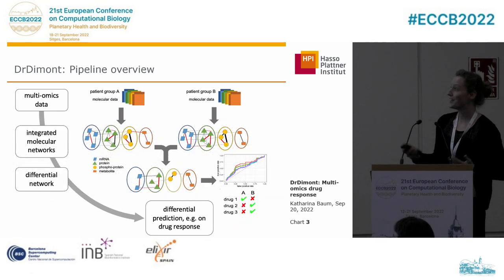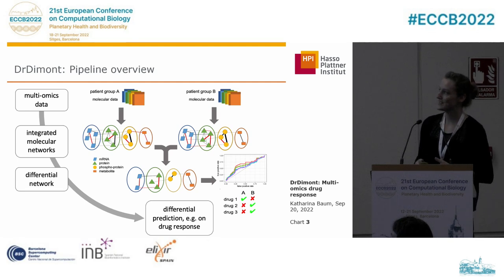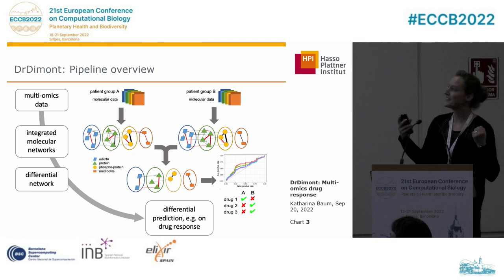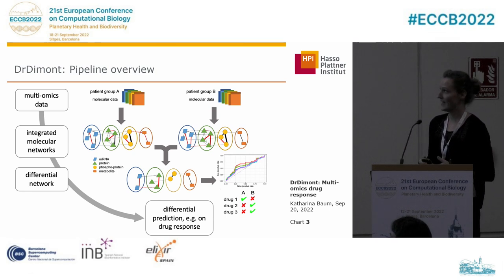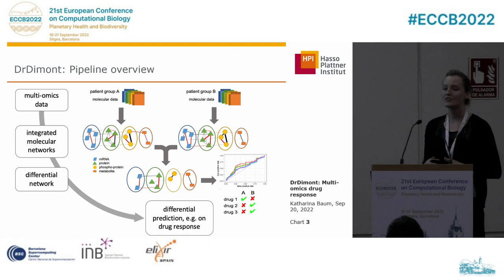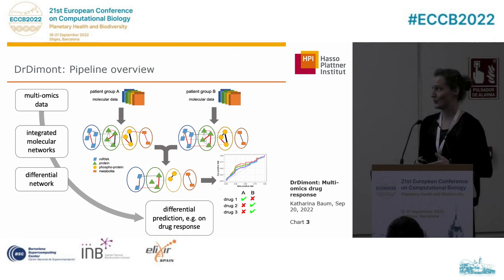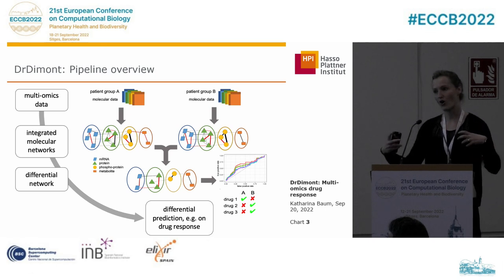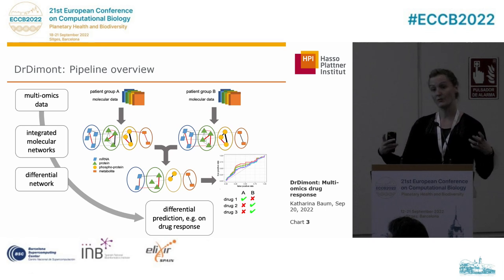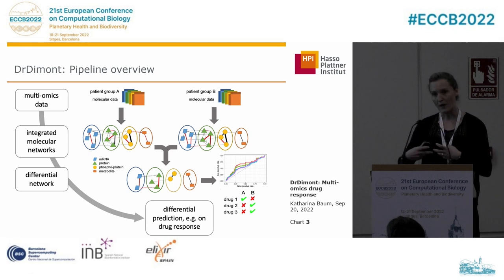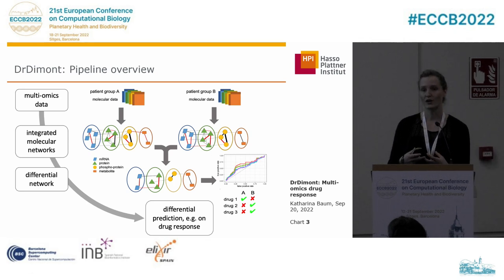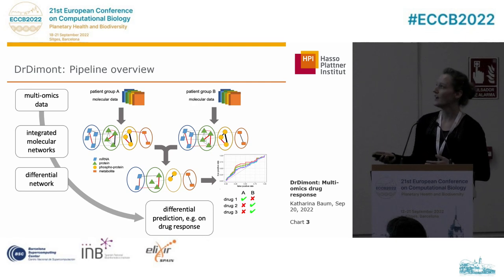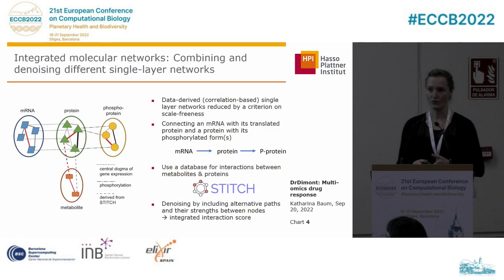If we open this gray box, we see that it's not a black box, but an explicit method. At the heart of Dr. Diamond is the integrated molecular network generation. We use the multi-omics data to generate networks that capture all the different multi-omics information from the different patient groups, compare these two networks into a differential network, and use the differential network to derive predictions on drug response. Let me show you more details on how we generate these networks.